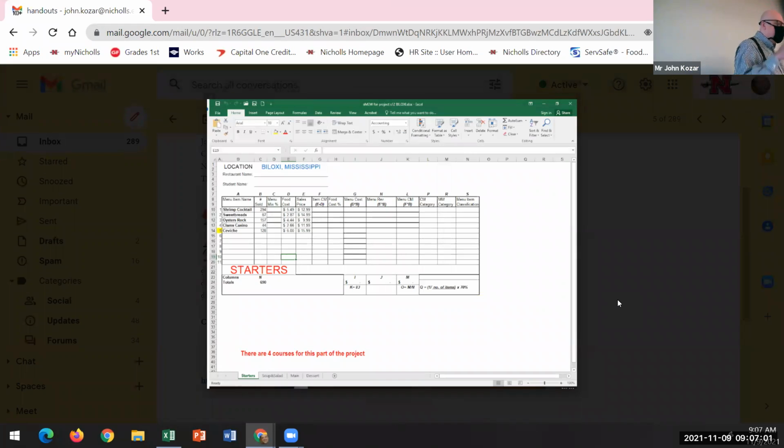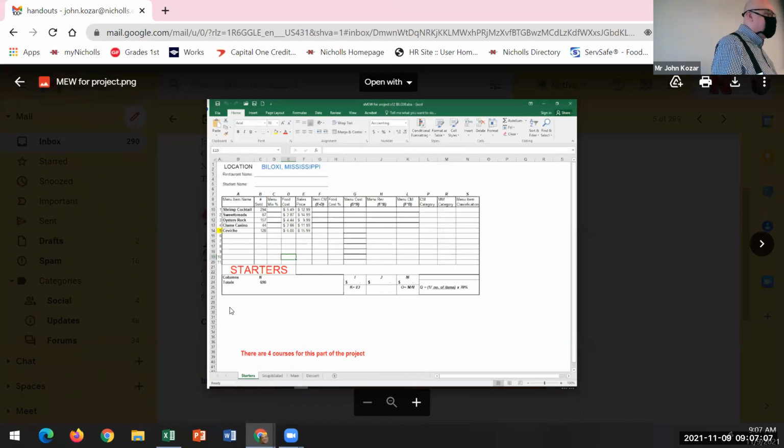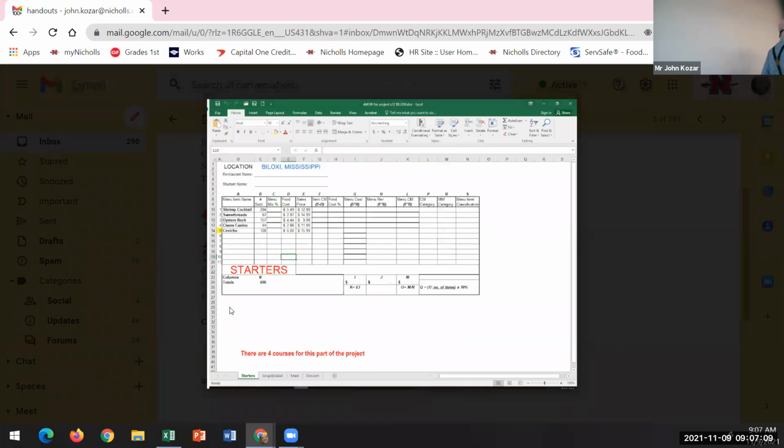Okay, I apologize for this, because in order to get it printed out, I needed to change it into a photograph, but it's not showing up real well. So this is a menu engineering worksheet. The deal here is that we have 4 courses. You have to do each tab for the restaurant.